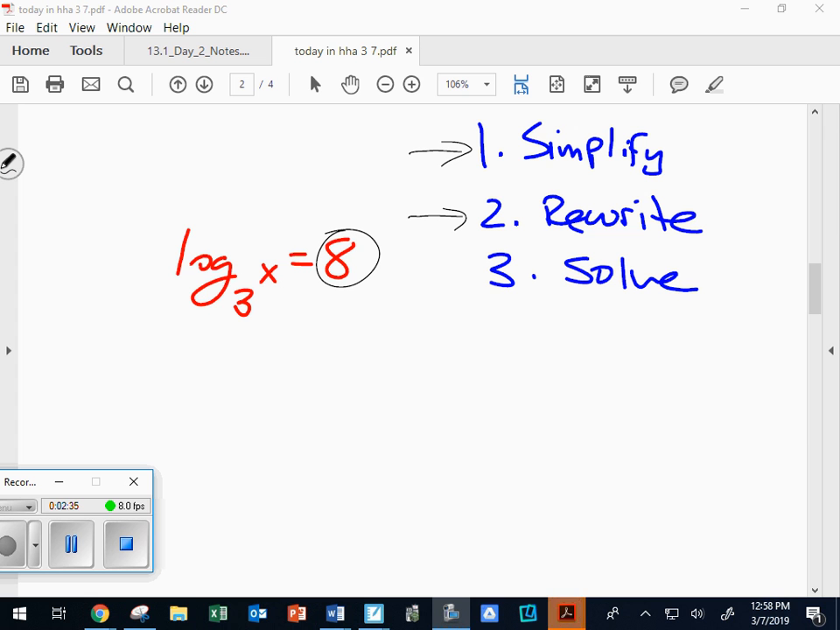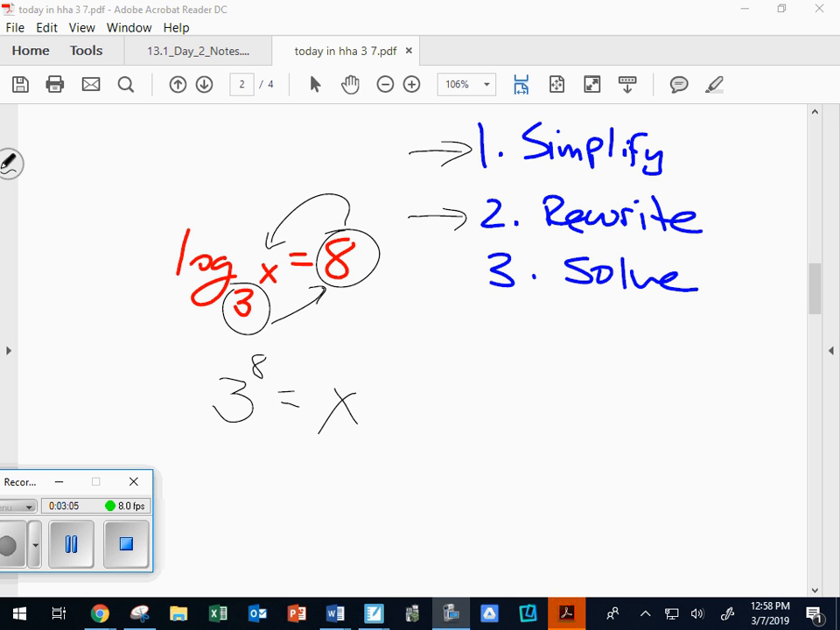Next is rewrite this. That's this kind. 3 to the, you just got quizzed on this 2 seconds ago. 3 to the what? Equals, yes, that is written in exponential form. This to the this equals that. It's kind of like going around the circle. It goes back and forth. Now, could you solve that? It is solved. X is alone already.